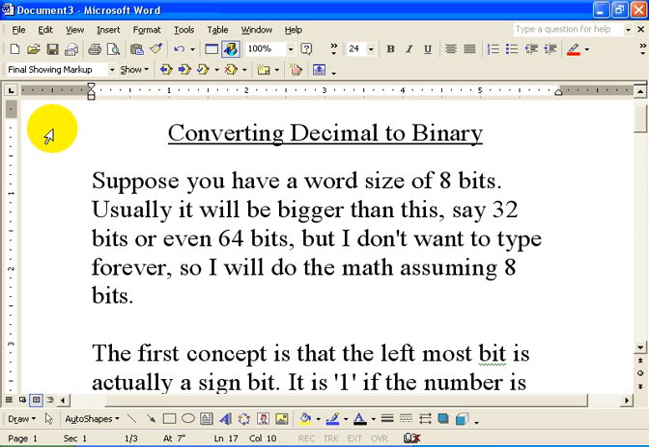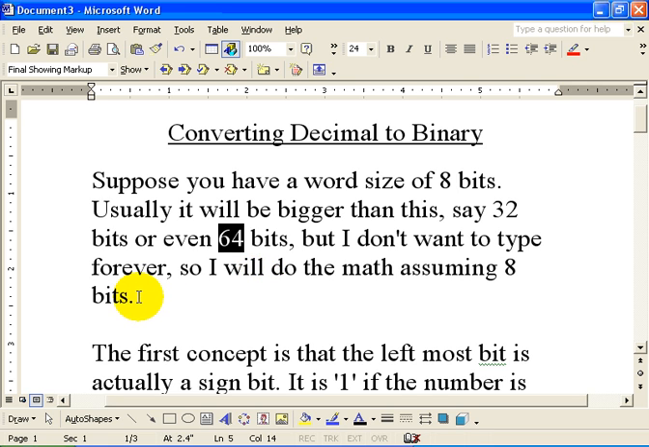Now, in general, most computers allocate at least 32 digits, or bits as they're known. The word bit stands for binary digit, either 0 or 1, or even as many as 64 bits, or on some very large computers, even 128 bits.